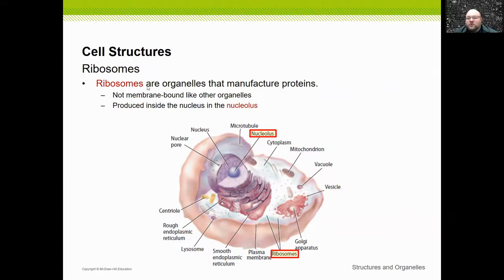Okay, we have ribosomes. Ribosomes are organelles that manufacture proteins. They're not membrane bound like other organelles, and they are produced inside the nucleus in a tiny structure called the nucleolus. So ribosomes are like the chefs in the restaurant, because the chefs produce food for the customers of the restaurant the same way that the ribosomes link amino acids to form proteins in the cell.